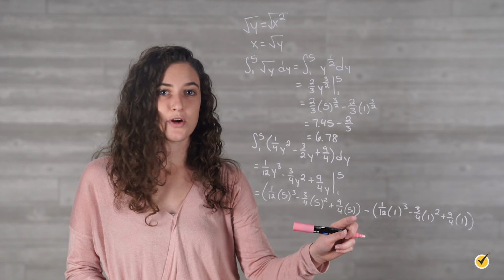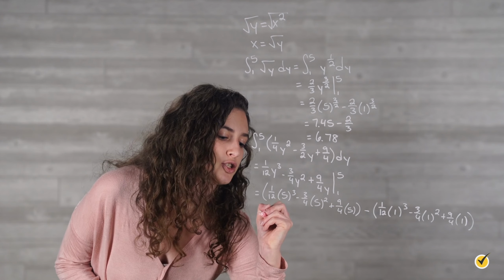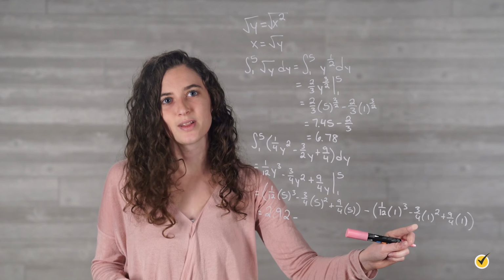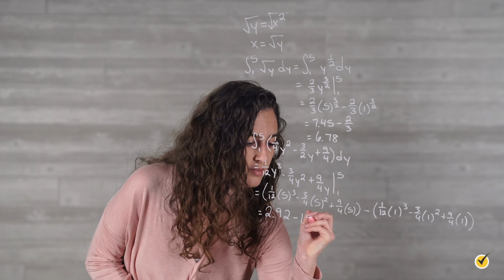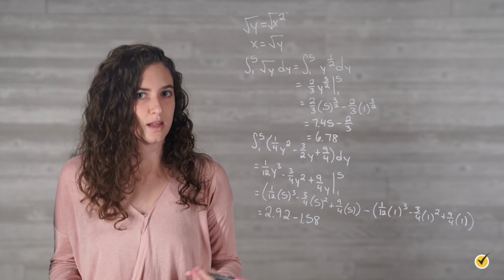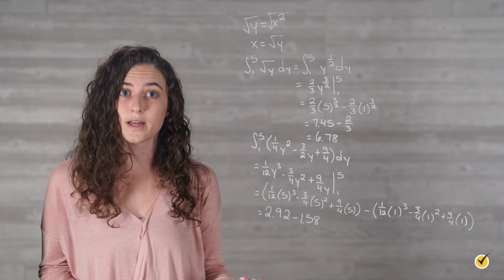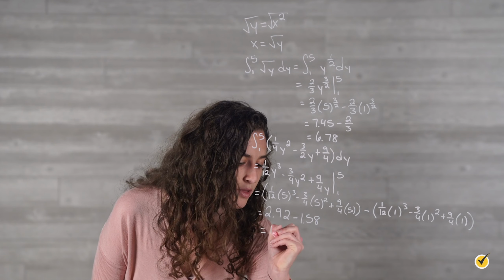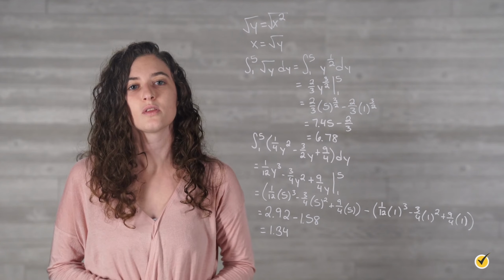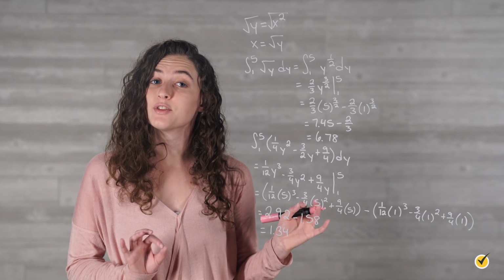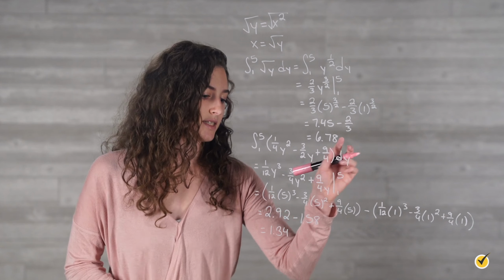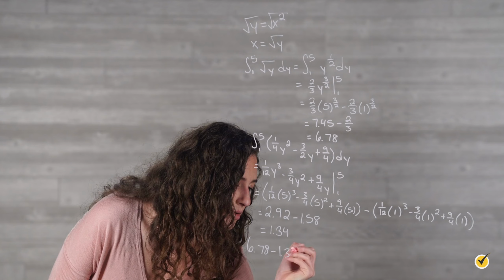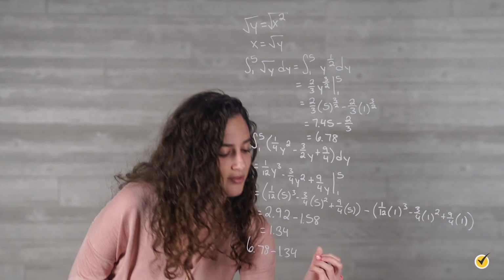If we plug this part into a calculator, we'll get approximately 2.92. And then we'll subtract. If we plug this into a calculator, we'll get about 1.58. So the area to the left of this function from y equals 1 to y equals 5 is equal to 2.92 minus 1.58, which is equal to 1.34. Putting it all together, the area of the shaded region is then equal to 6.78 minus 1.34. This is equal to 5.44.